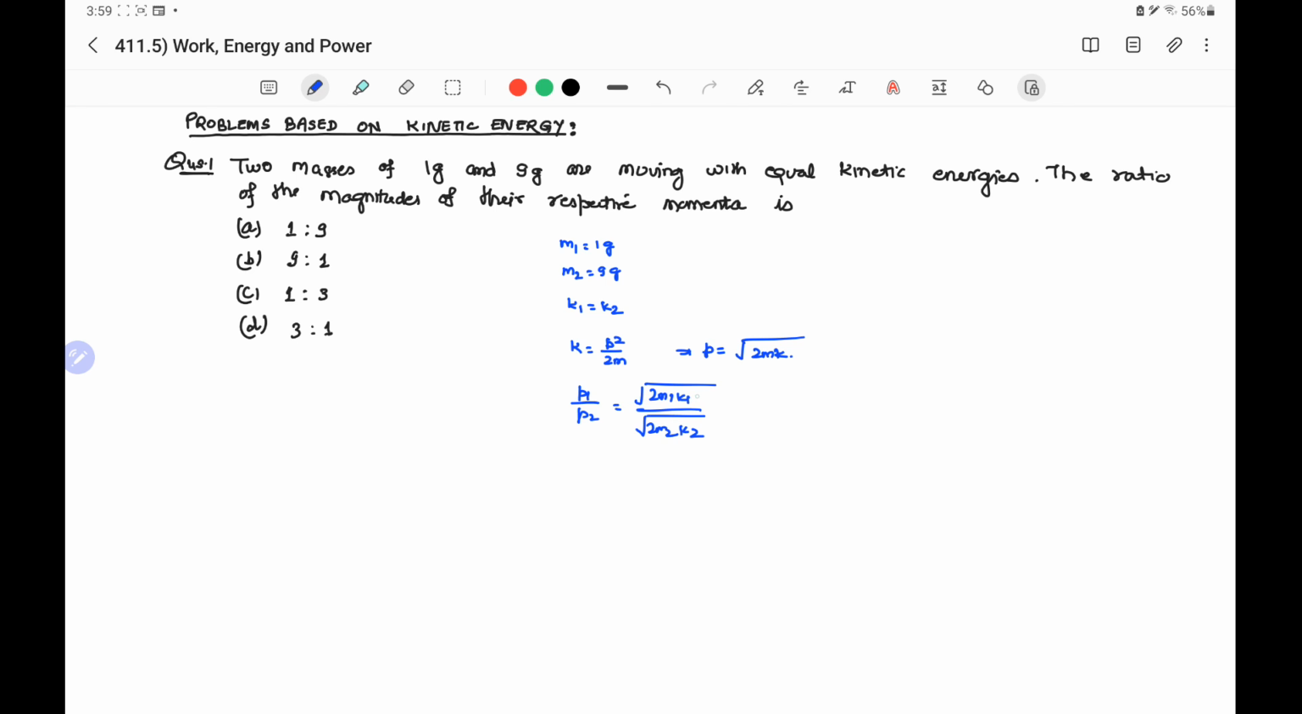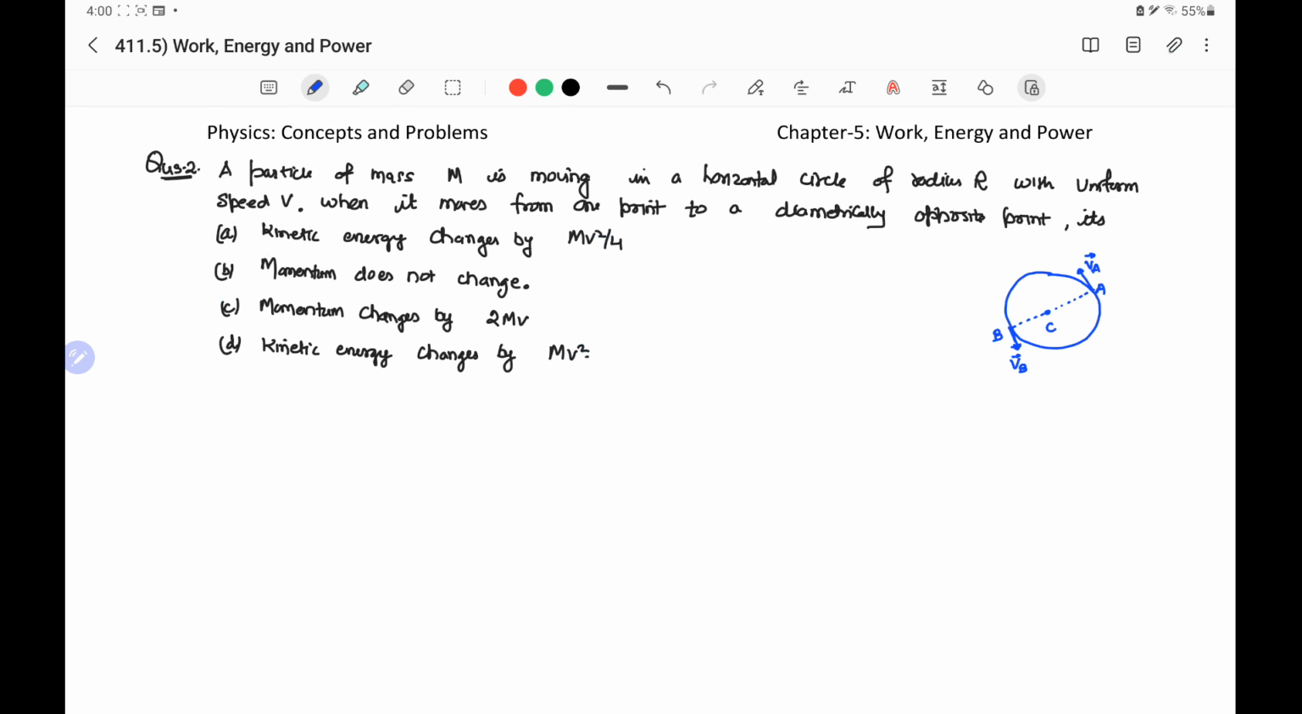Because K1 and K2 are equal, so they get cancelled. 2 and 2 get cancelled. So P1 by P2 will be equal to the square root of m1 by m2. And m1 is 1 and m2 is 9. Therefore, it is 1 by 3. So option C is the correct option.